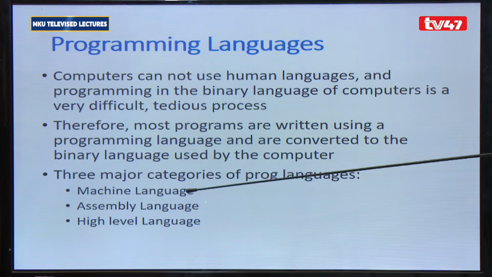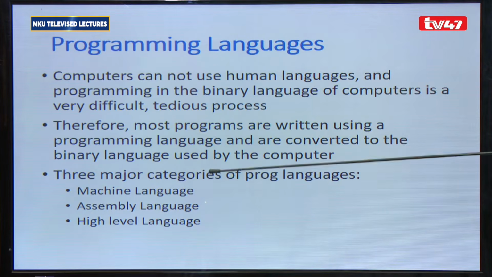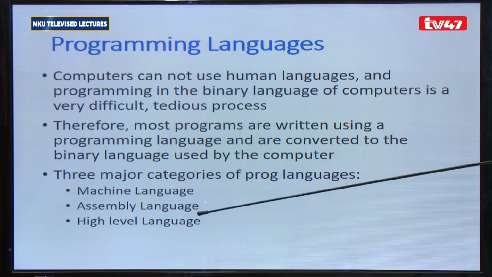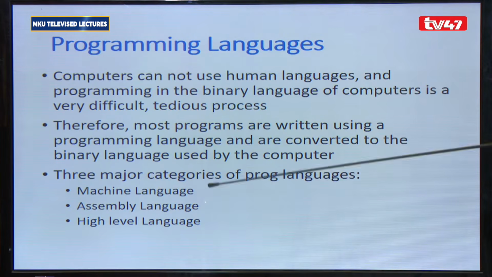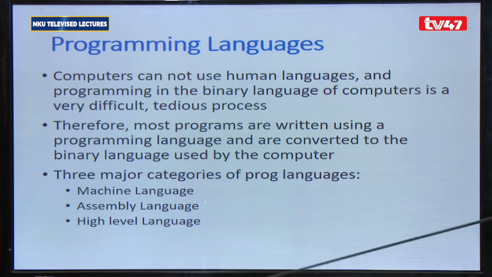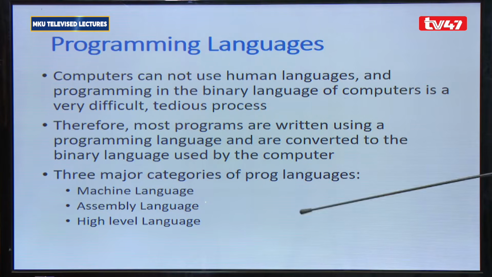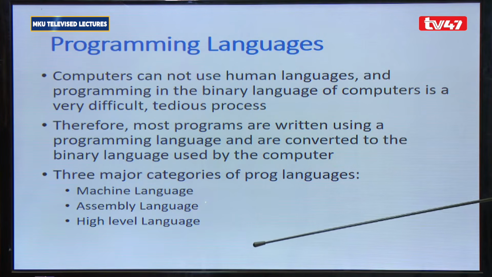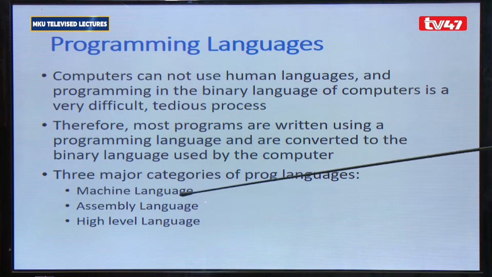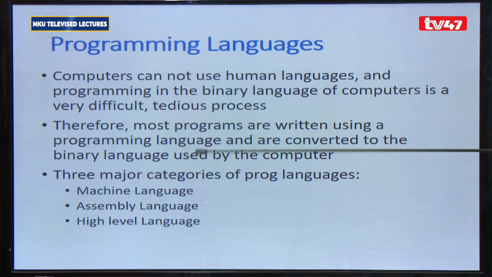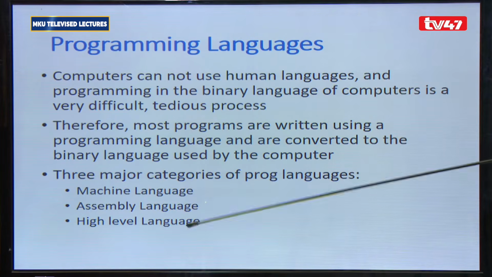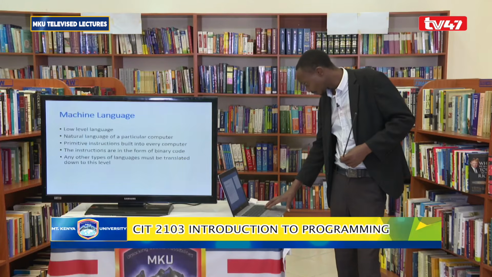We have the machine language, which we have said is a combination of zeros and ones. We also have assembly language, which is usually made up of symbols. And we also have high-level languages which are usually made up of English-related statements. Why do we have all this? Why don't we use machine language? That is something that we always need to ask ourselves so that we understand the reasons why we have the other two categories, that is the assembly language and the high-level language.